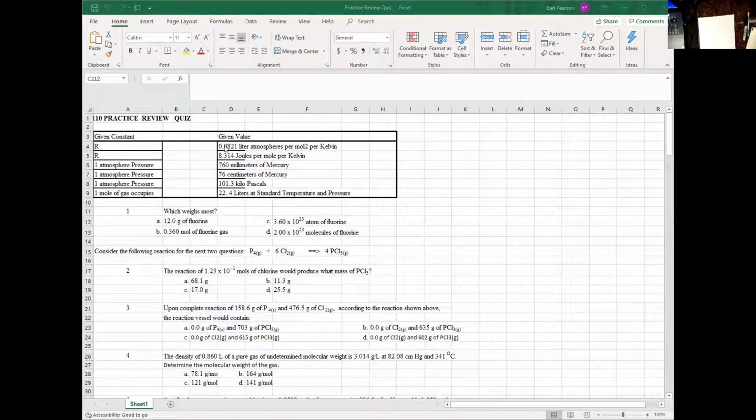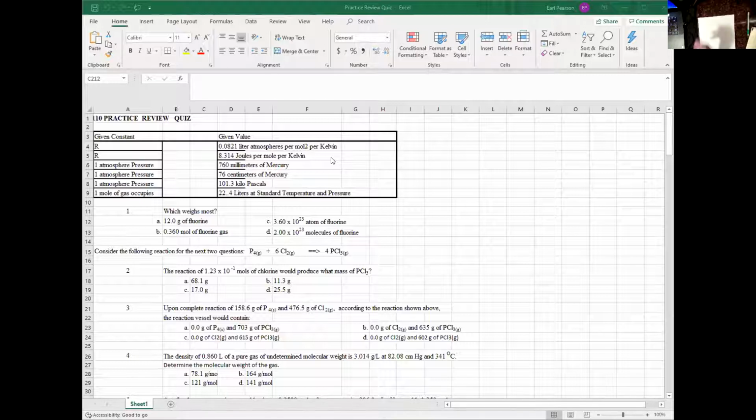Now, you know R, I'm sure, and these, but this is just to help you remember the other units that we could use. Okay, now, let's look at number 1. It says, which weighs most: 12 grams of fluorine, or 0.36 moles of fluorine gas, or 3.6 times 10 to the 23rd atoms of fluorine, or 2 times 10 to the 23rd molecules of fluorine.